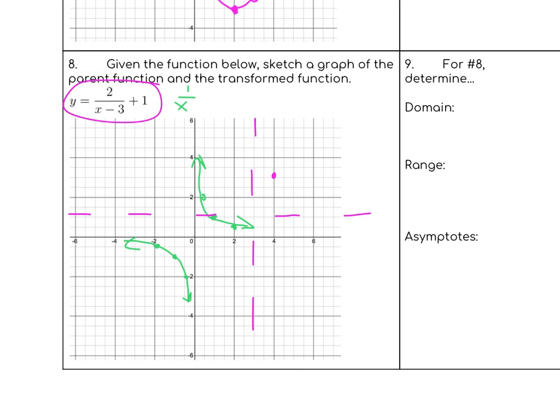And then 2, 1/2. Take 1/2, multiply by 2, so that'll be 1. Plus 1 is 2. And then right 3. So a y value of 2, x value of 5. For 1/2, 2. Multiply by 2 is 4, plus 1 is 5. And then 3.5. So something like that.